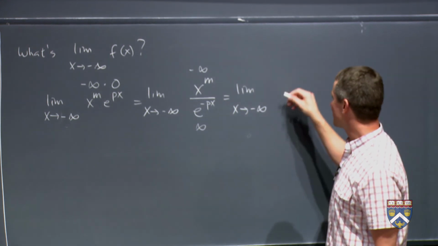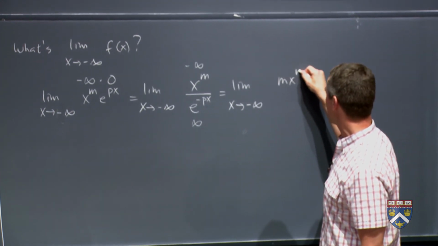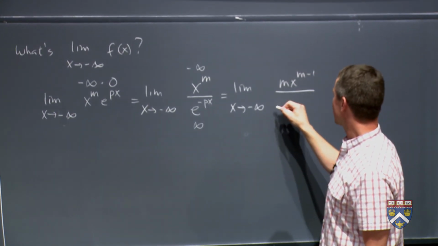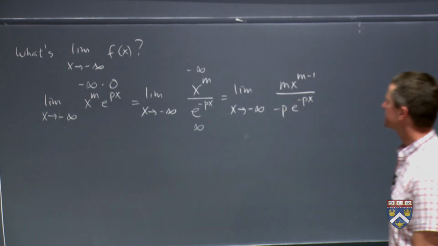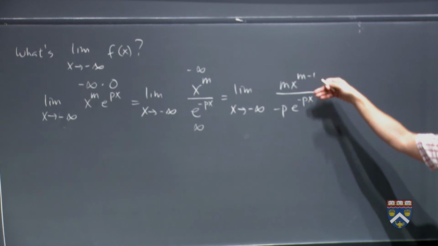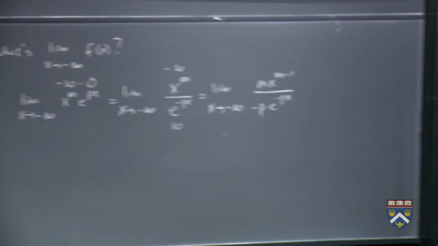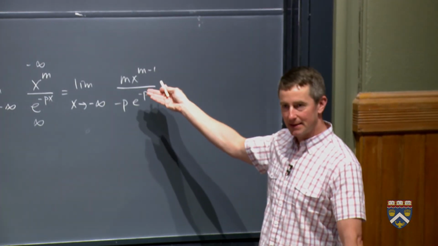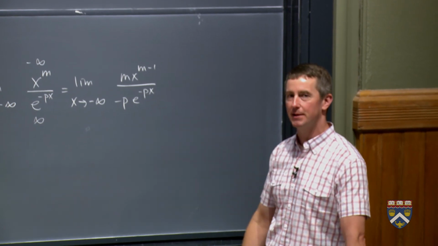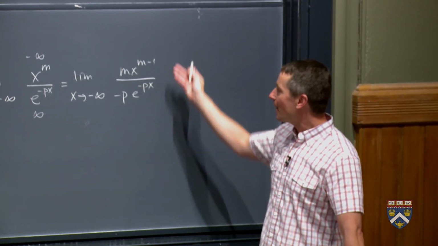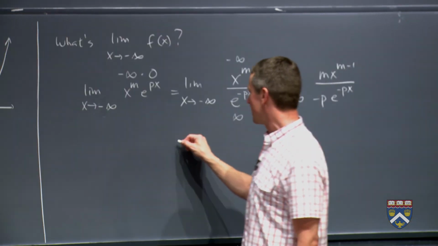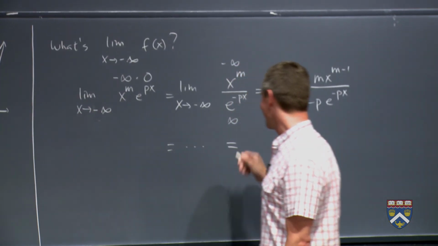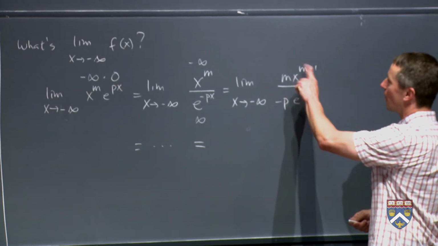When I take the derivative of the top, I'm going to get m x to the m minus 1. And on the bottom, I'm going to get negative p e to the negative px. This is still going to be the same thing, negative infinity over infinity, because I'm still going to have this x on the top. So if you think back to the problems that we did earlier with L'Hopital's rule, somehow I need to make this thing on the top become just a constant. And if we keep doing L'Hopital's rule again and again and again, eventually this will come down.